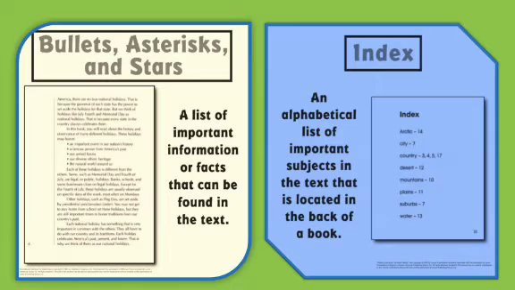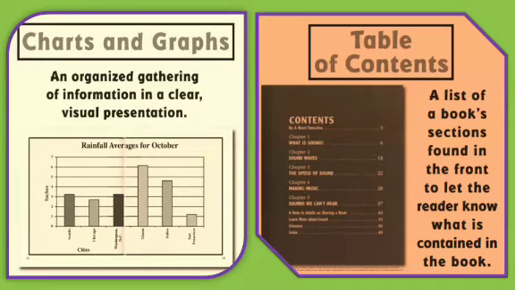Also, we have the index, as I explained before. It's an alphabetical list of important subjects, and it is located in the back of the book. Let's continue with charts and graphs.